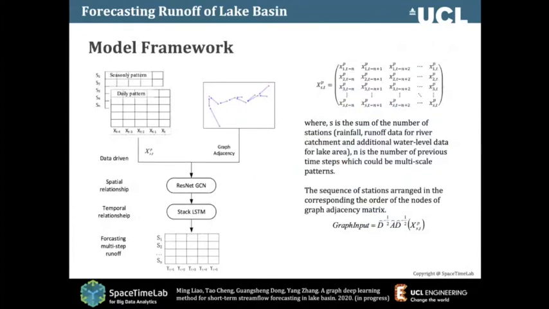So again, how to model it? We use the graph to represent the adjacency, and then we use seasonal patterns, daily patterns, with the LSTM to model them. That means it's a hybrid model. This is the spatial bit, this is the temporal bit. Okay, I'm not showing the result because it's progressive.